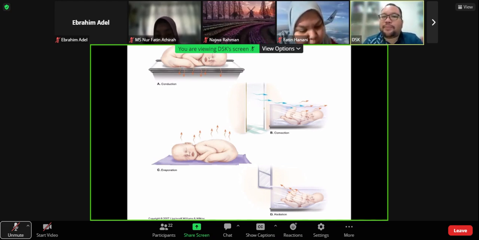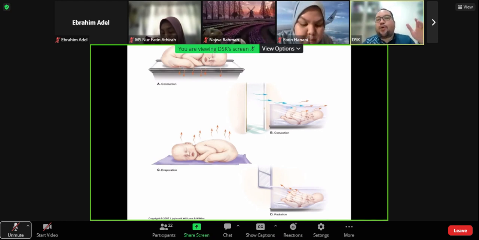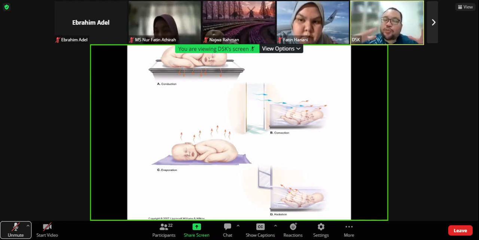So this is the problem. The smaller the baby, the more premature the baby, the more potential for heat loss in the baby. That's why the smaller the baby, the more we have to take care. That's why in a term baby, when the baby comes out, we wipe the baby, we dry the baby, because we don't want heat transfer by evaporation. We put the baby under a radiant warmer, to give heat, to reduce the heat loss.